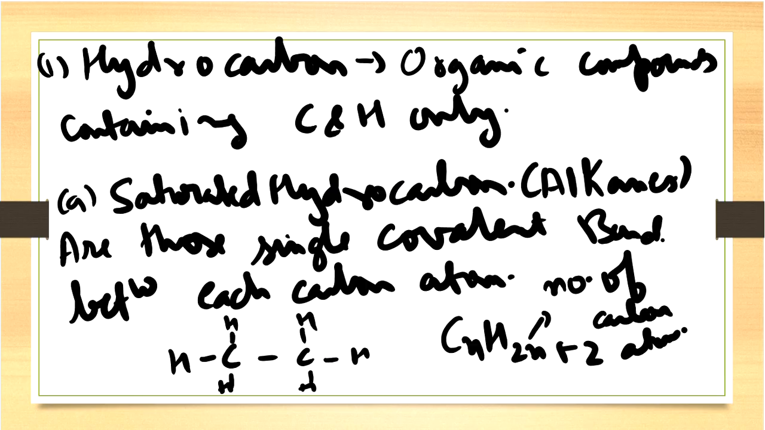First of all we will look at hydrocarbons. What are hydrocarbons? Those which contain carbon and hydrogen only are known as hydrocarbons. They are differentiated into saturated hydrocarbons and unsaturated hydrocarbons. Saturated hydrocarbons are alkanes, with single bonds between carbons. The general formula is CnH2n+2, where n is the number of carbon atoms. So this is a saturated hydrocarbon.